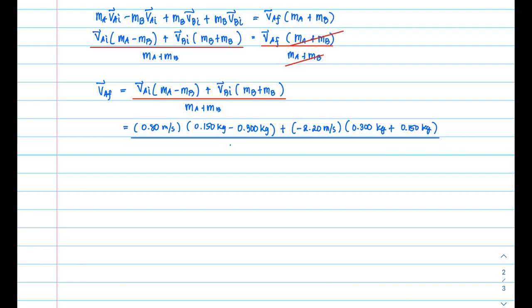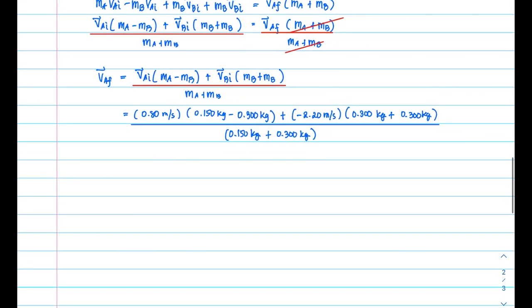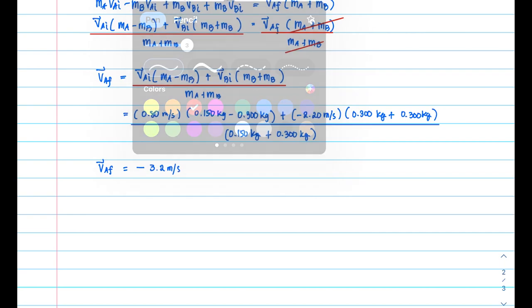You divide everything by 0.150 kilograms plus, I made a mistake. It's a good thing that I noticed the mistake right away. So if you notice here, it must be plus MB, so it should be 0.300 plus 0.300. All right, so from here, you just have to take out your calculator and do the calculation, and that will give you a value of negative, so I really emphasize the negative, 3.2 meters per second.